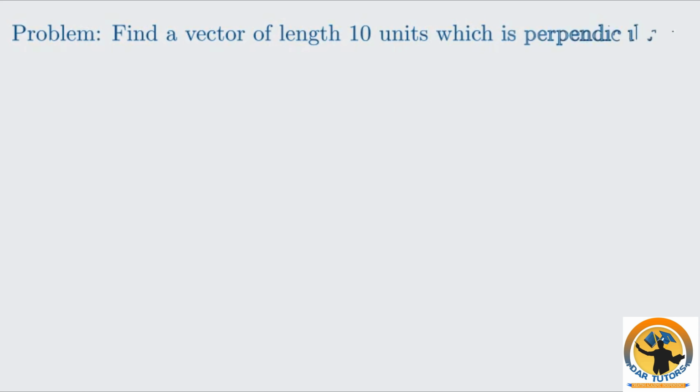Let's look at another common type of problem, finding a vector with a specific length that is perpendicular to a given vector. The problem asks us to find a vector of length 10 units, which is perpendicular to the vector v, equals (3, -4). We'll solve this in 2 steps. First, we'll find any vector perpendicular to v. Second, we'll scale that vector to have the required length of 10.